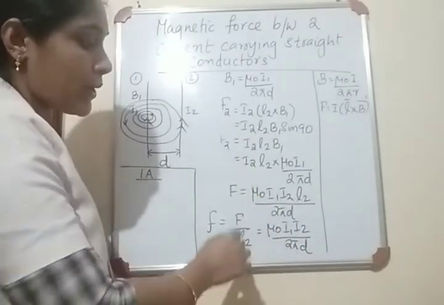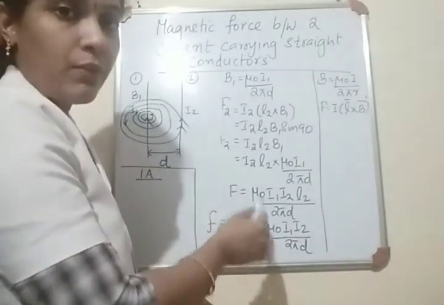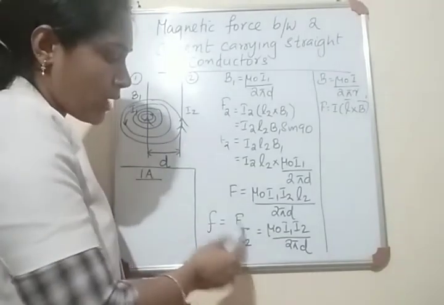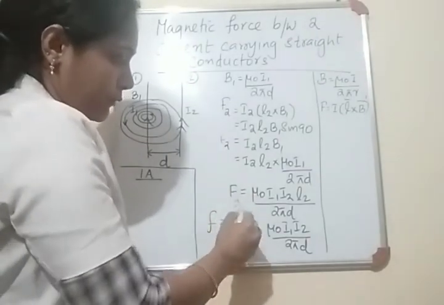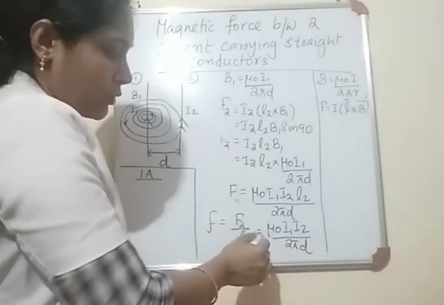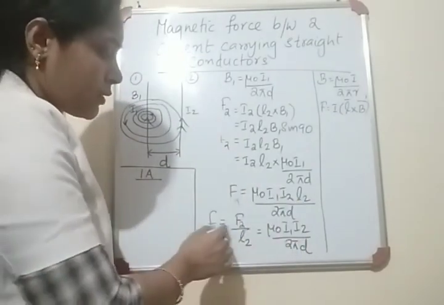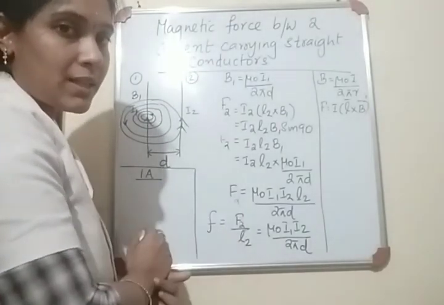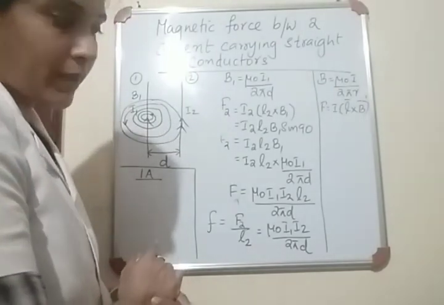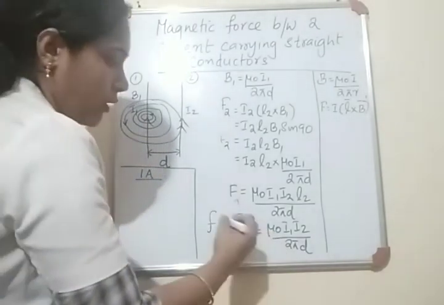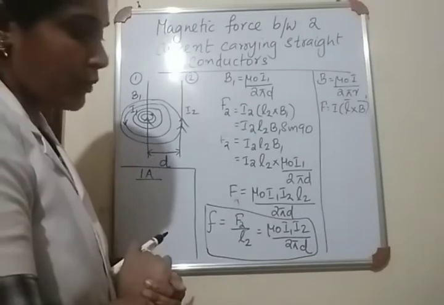Now what is the force per unit length of the conductor? For force per unit length, divide the expression for force by the length of the conductor. So F2 divided by L2, the length of the second conductor, gives mu 0 I1 I2 by 2 pi d, because L2 will cancel. This force per unit length can be written as small f. Small f is the symbol for force per unit length of the conductor. So this is the expression for force per unit length of the conductor: f equals mu 0 I1 I2 by 2 pi d.